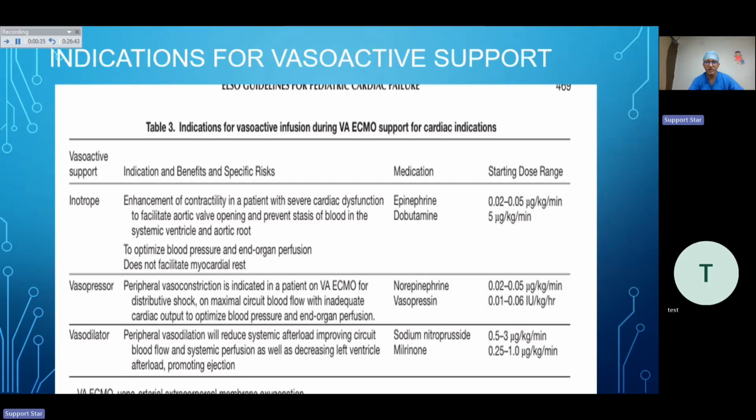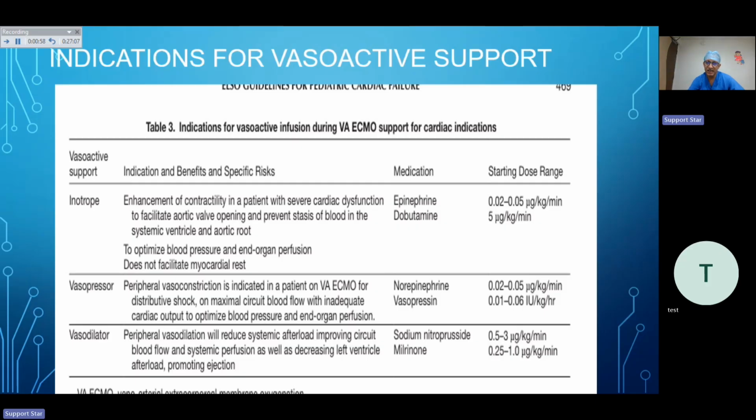But unfortunately, this does not provide adequate rest. However, we have to use that in dire circumstances with extremely poor ejection and myocardial stunning. But most of the times, tissue perfusion is taken care of by ECMO. But for some cardiac support, you have to give inotrope, roughly 0.02 to 0.05 mcg per kilo per minute of adrenaline.